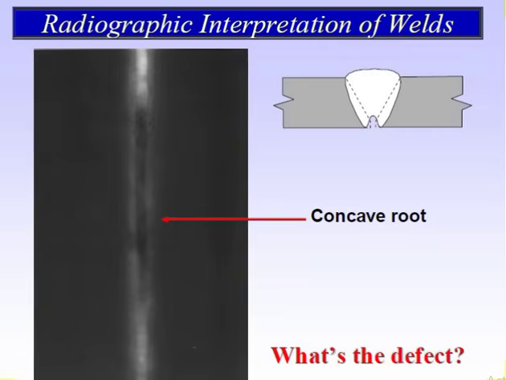If you see black, it is the opposite, meaning concave root. The root is a concave portion, meaning it is not fused properly. So the black portion will come like this. If you see this image in any radiograph, definitely it is a concave root. This is unacceptable. You cannot accept this radiograph.